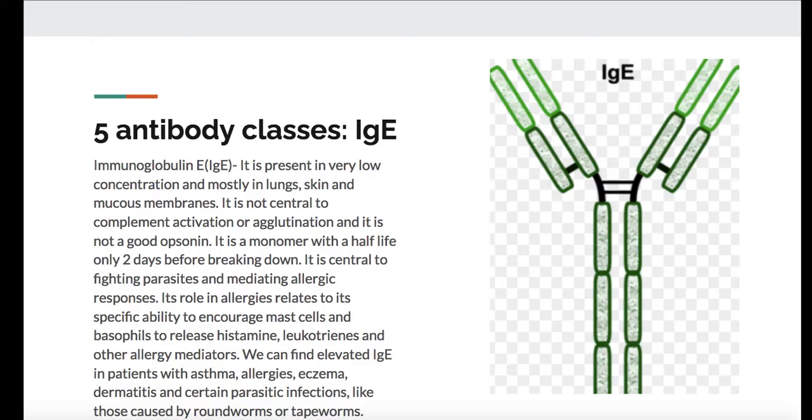Its role in allergies relates to its specific ability to encourage mast cells and basophils to release histamine, leukotrienes, and other allergy mediators. We can find an elevated IgE in patients with asthma, allergies, eczema, dermatitis, and certain parasitic infections like those caused by ringworms or tapeworms.